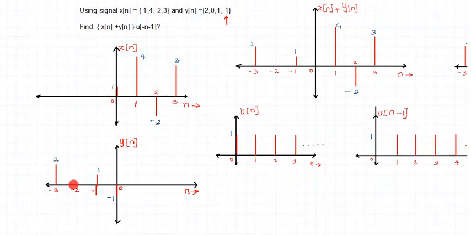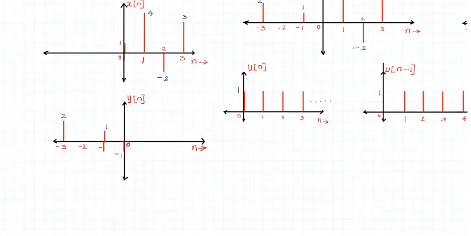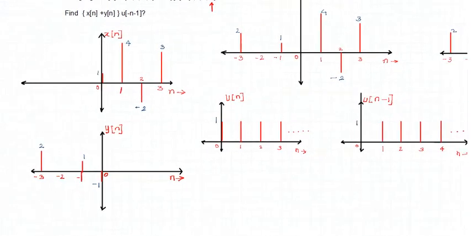Right, so this is what your yn signal is, a completely left-handed signal. Now we have done plotting of xn, we have done plotting of yn. Let us proceed to what we have to actually find. Initially, we have to find the sum of these two signals. So we have to add xn and yn.